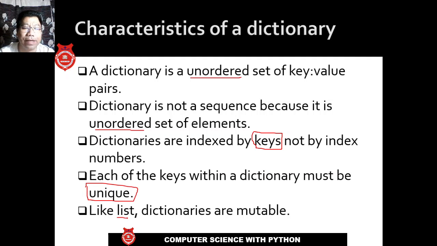Like the list data type, dictionaries are also mutable. I hope you already know what mutable is. It means the value or the element can be changed anytime.